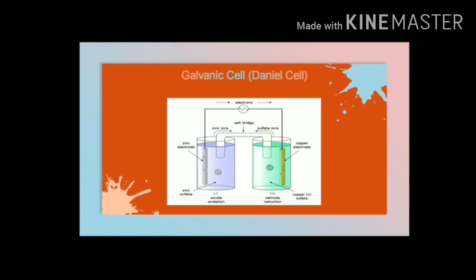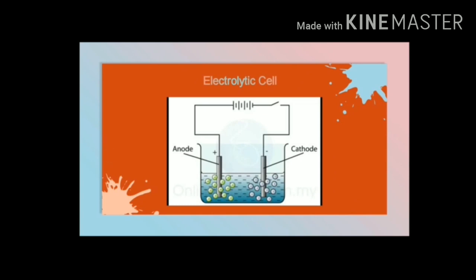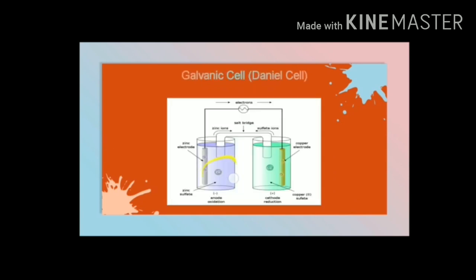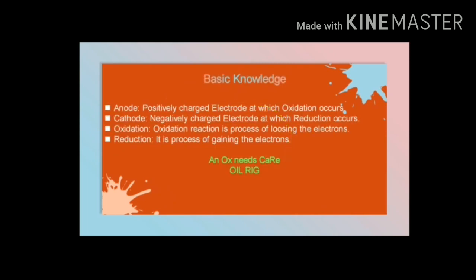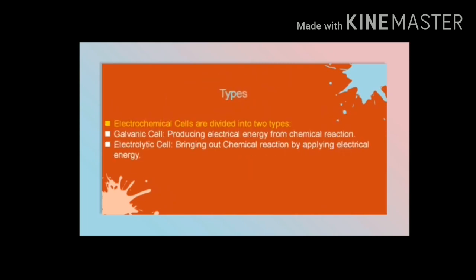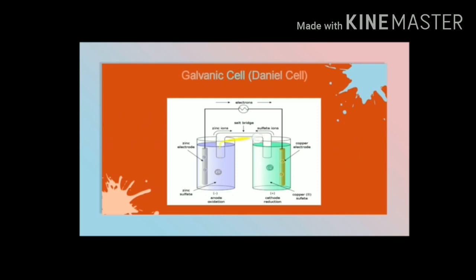These charges should be balanced, and if it is not there, this side will be more positively charged, this side will be more negatively charged, and at a certain stage this will come to equilibrium, hence no flow will take place. That's why the salt bridge is very important. So this is the Daniell cell.